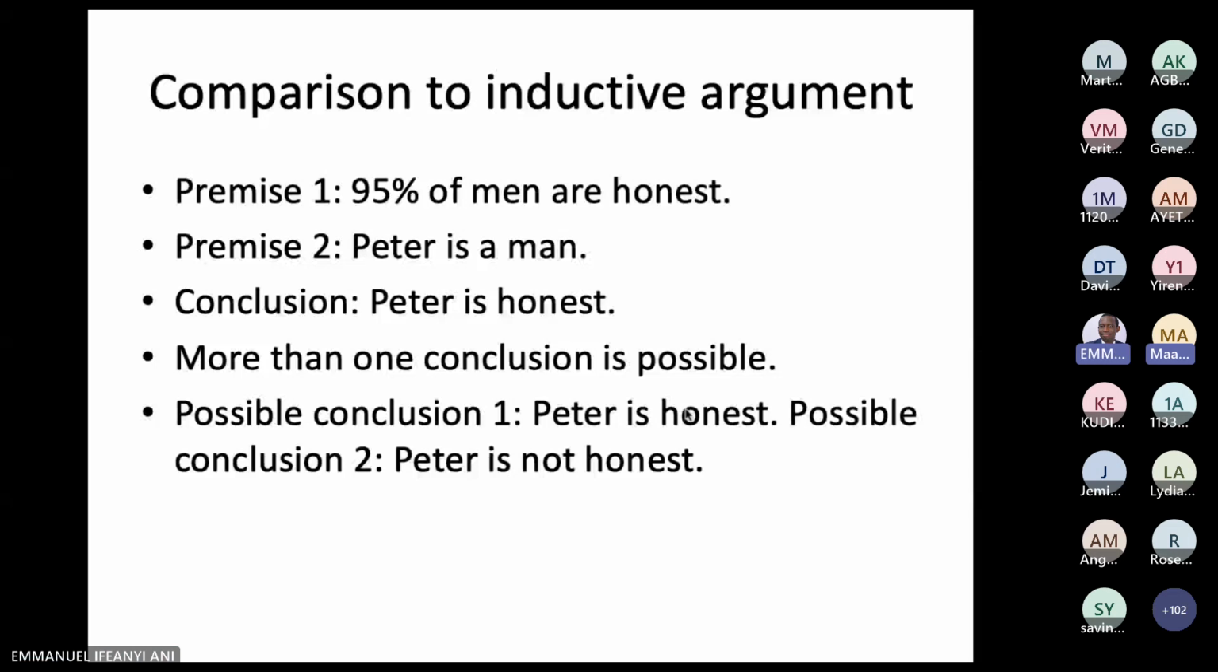So when you say Peter is honest, it needs to be taken with a pinch of salt, because that's not the only possible conclusion. There is more than one possible conclusion. Peter is not honest is a competing legitimate conclusion. This is an example of an argument that leads to more than one possible conclusion. So any argument that leads to more than one possible conclusion is an inductive argument. So you know inductive arguments by asking yourself or confirming if the argument leads to more than one possible conclusion.